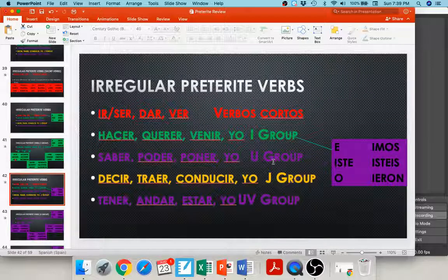As we keep moving, notice the U group also uses these same endings: e, iste, o, imos, isteis, and ieron. So green and purple use the same endings. Red mostly uses these endings except for the él/ella/usted form. You have fue and dio and such.